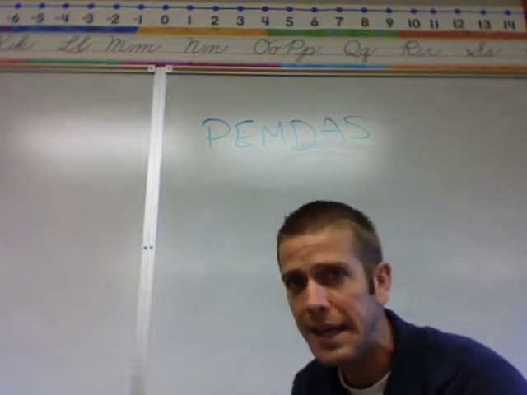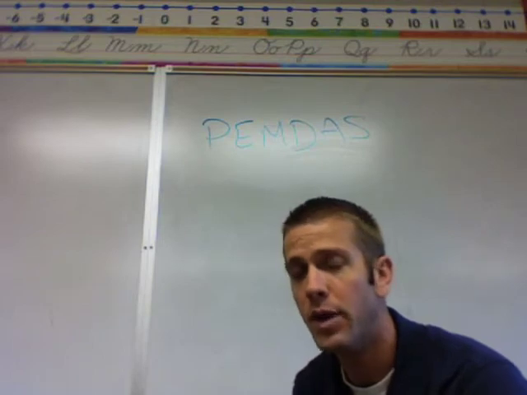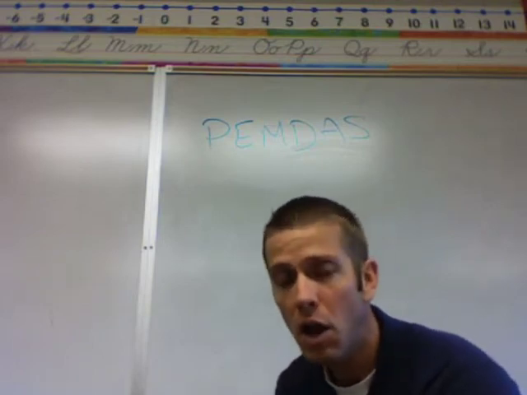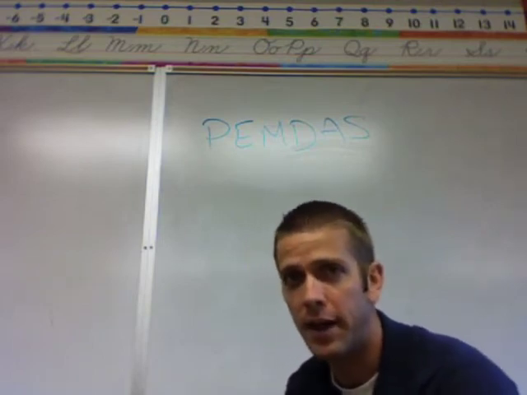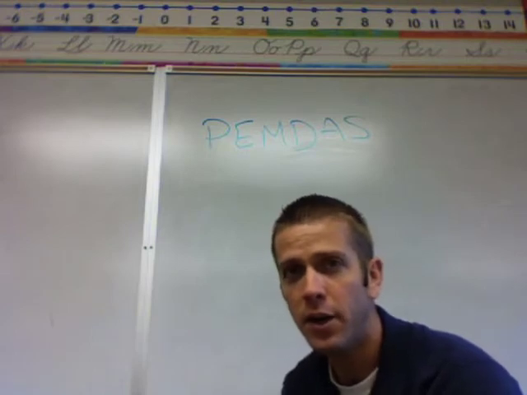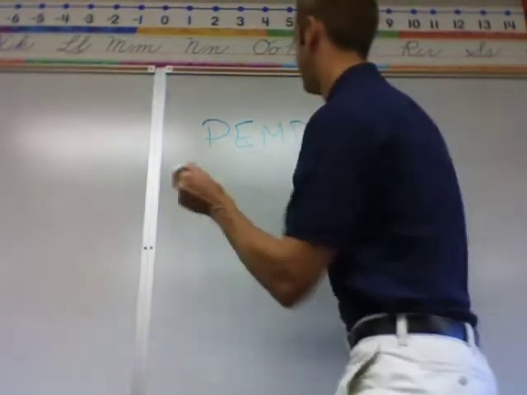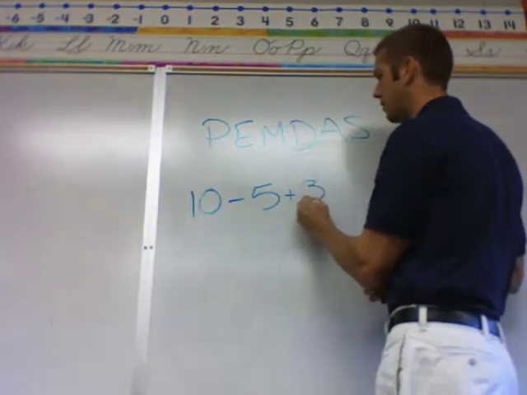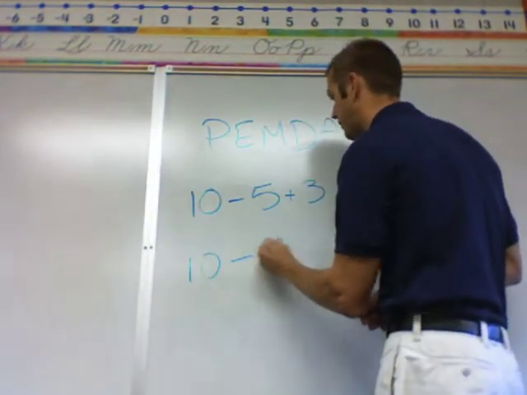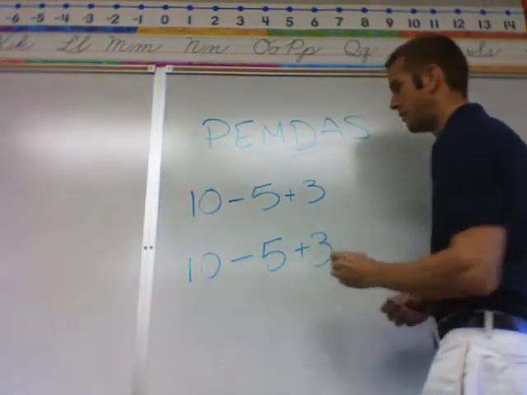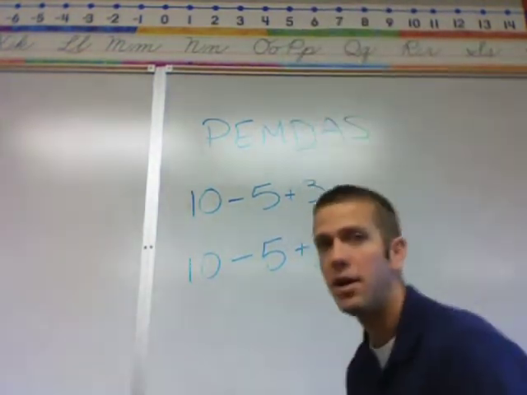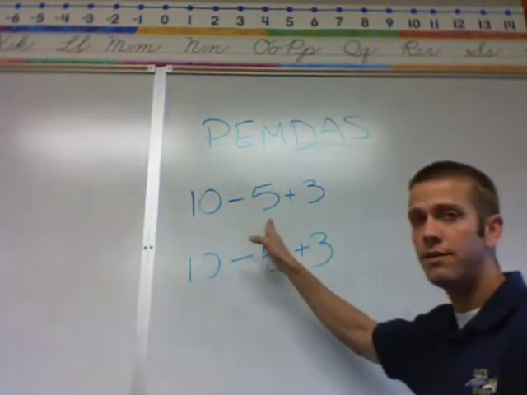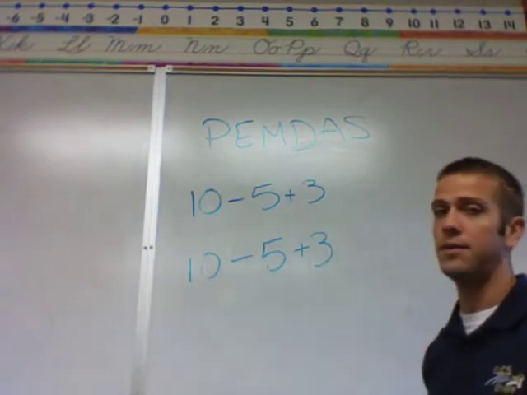Today we're not going to use the E for exponents because you don't have any equations with exponents for quite a while, but we will talk about the rest of the letters. So whenever you get an equation, let's take 10 minus 5 plus 3 and 10 minus 5 plus 3. Now you're going to get the same answer, right? 10 minus 5 is 5 plus 3 is 8.